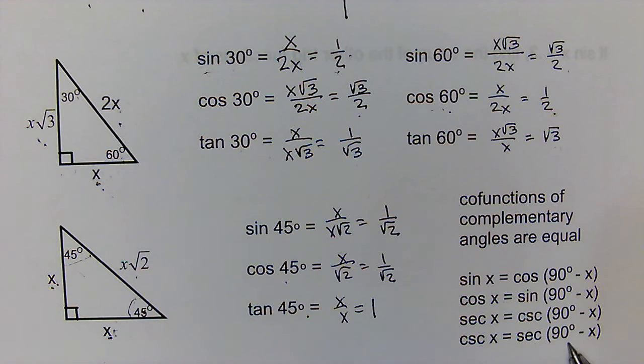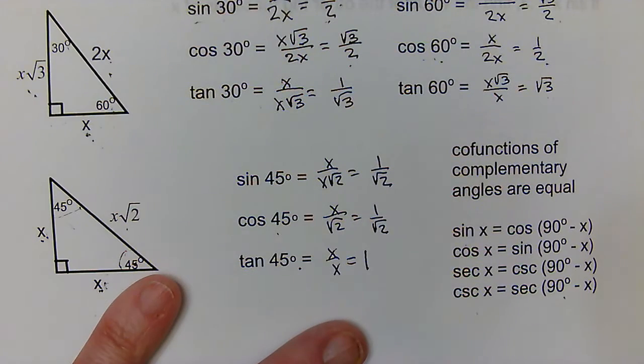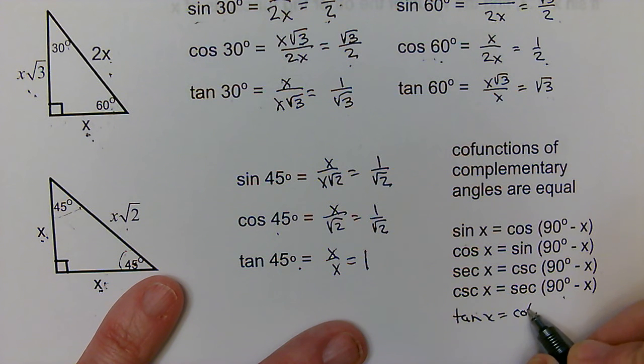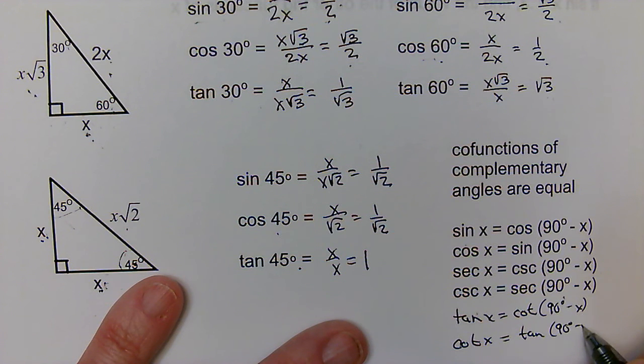And that's what it's saying down here. The sine of x is the cosine of the complement of x. Cosine is the sine of the complement of x. Secant is the cosecant of the complement of x. One of these should have been tangent and cotangent. I'll just add those on. So the tangent of x equals the cotangent of 90 degrees minus x, and the cotangent of x equals the tangent of 90 degrees minus x.